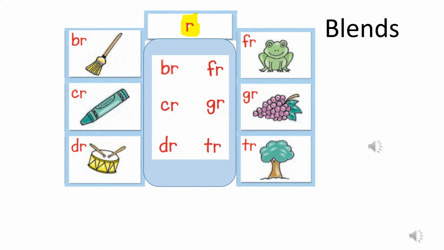Then look at the frog. FR, frog. And then the grapes. GR, grapes. Tree. TR, tree. So these are examples of some of the R blends.